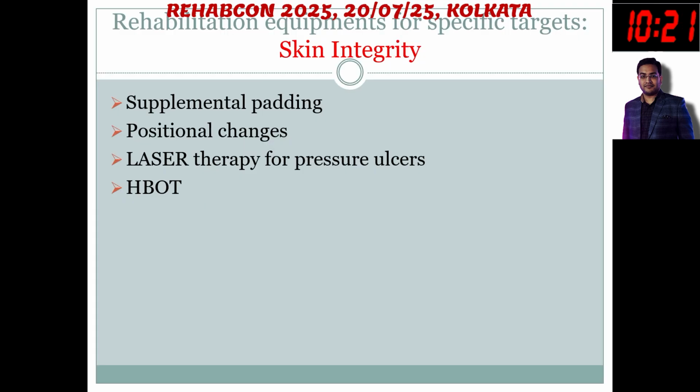Moving on to the next target of skin integrity. This involves the use of supplemental padding and positional changes. In cases where pressure ulcers have already developed, we use laser therapy, and hyperbaric oxygen therapy may be used.